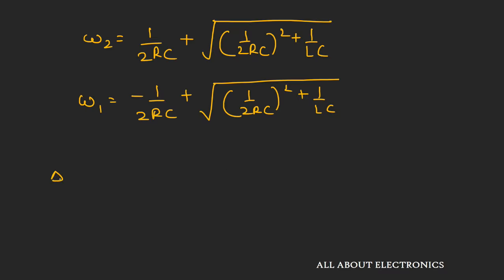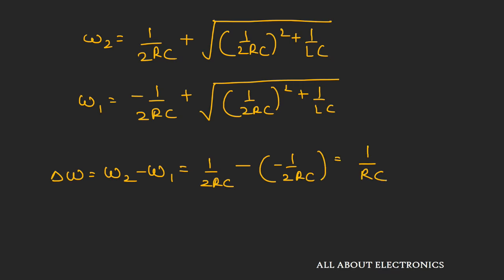Now bandwidth can be defined as the difference between the upper and the lower cutoff frequencies. That is nothing but 1 over 2RC minus (minus 1 over 2RC), that is nothing but 1 over RC. So in this way the bandwidth can be defined as 1 over RC.